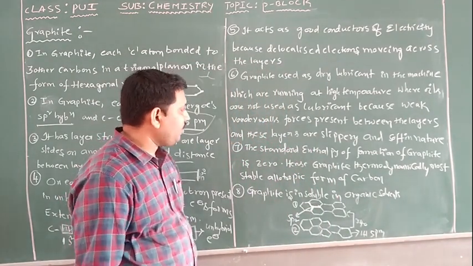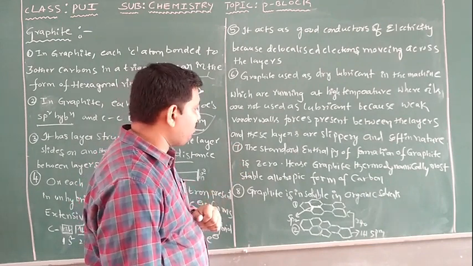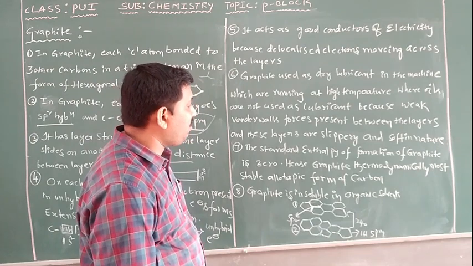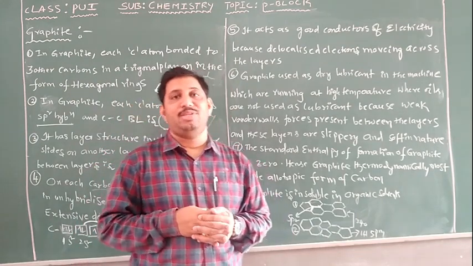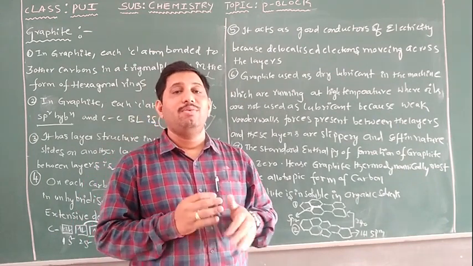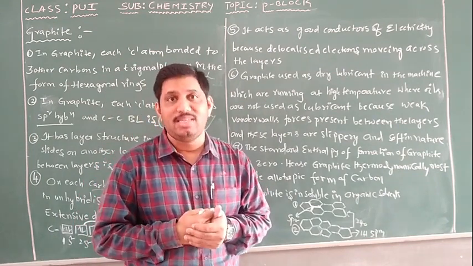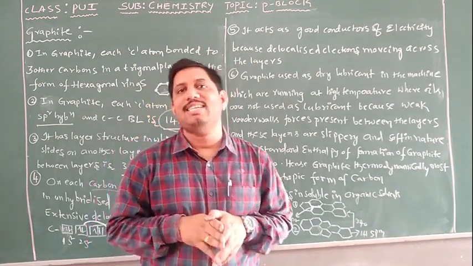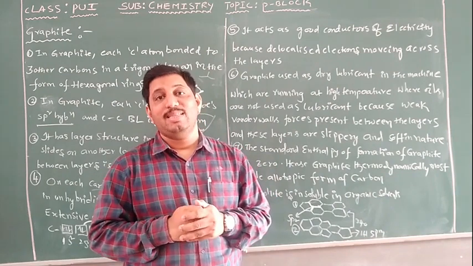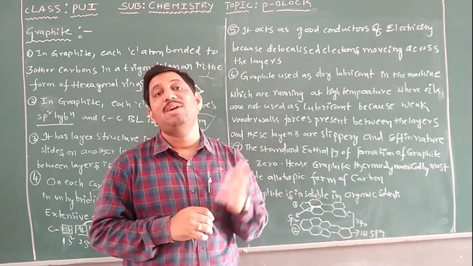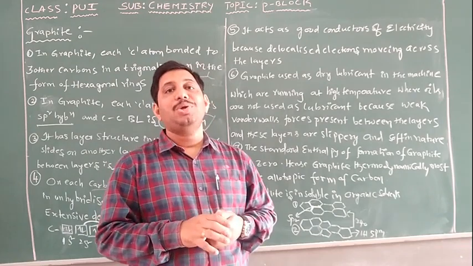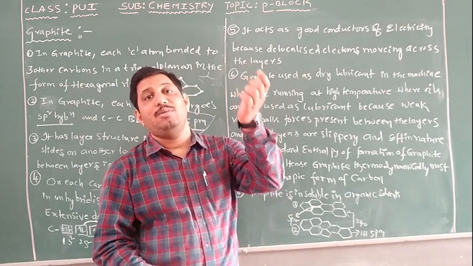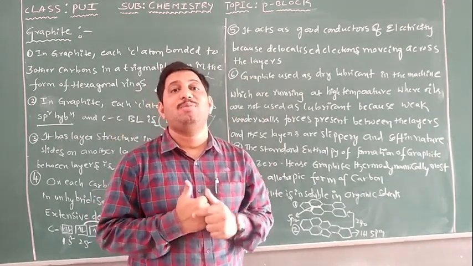Next one. The standard enthalpy of formation of graphite is 0. Hence, graphite is the thermodynamically most stable allotropic form of carbon. The amount of heat energy released when 1 mole of graphite is formed is known as the standard enthalpy of formation. As energy decreases, stability increases. We know that energy and stability are inversely proportional to each other. Less energy, more stability. More energy, less stability.